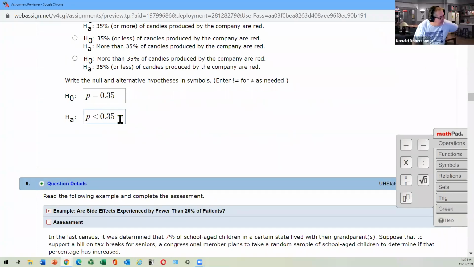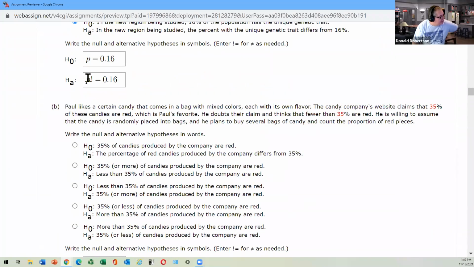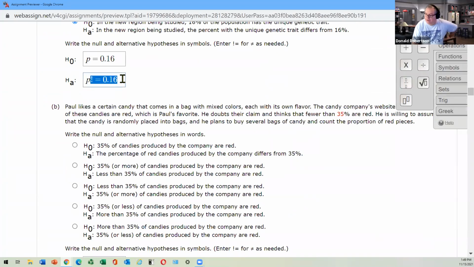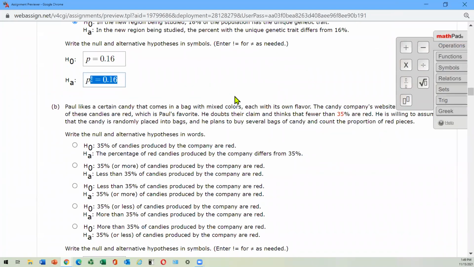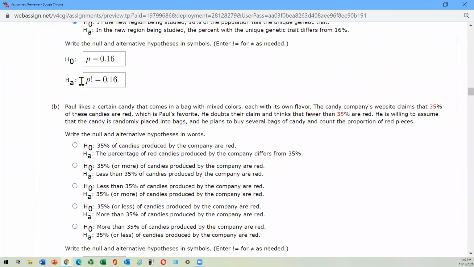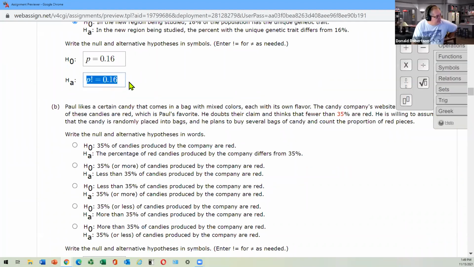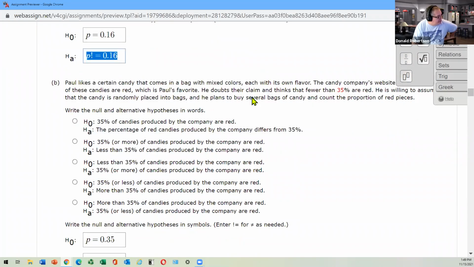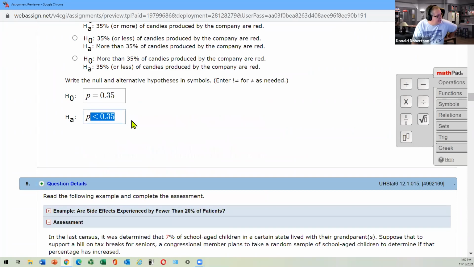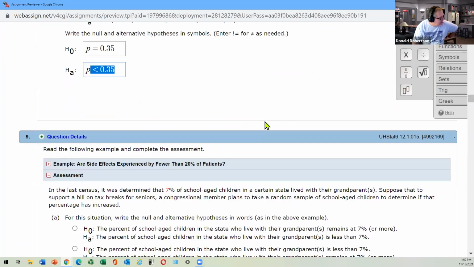No, this is a less than. You do the exclamation point if you want to say not equal to. Okay. Right. So in this story, it was to do with the tribesmen, and they said, if it's different, different means not equal to. So if it's different, not equal to 0.16. Here he thinks they're giving them fewer than 35%.